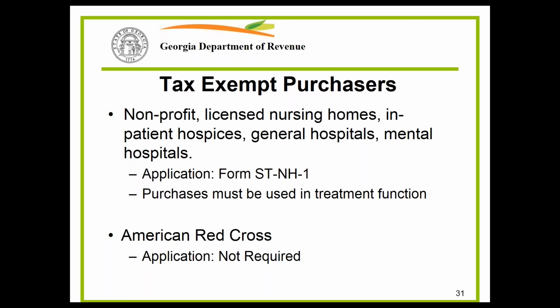And then again, these are talking about nonprofit licensed general hospitals, mental hospitals. There's a sales tax exemption for them to make purchases that they use in the treatment function. I think the department is generally pretty good about how we interpret treatment function. I don't know that they would get an exemption literally for everything they buy that goes in the hospital, but I think it would be a large amount of what they buy, a high percentage of what they buy in the hospital would probably qualify.